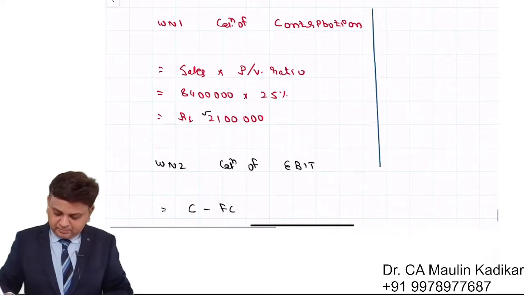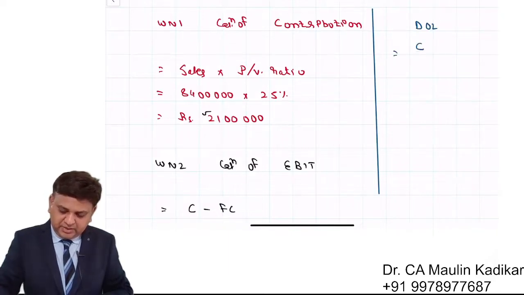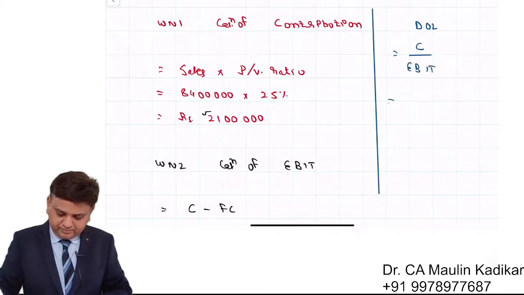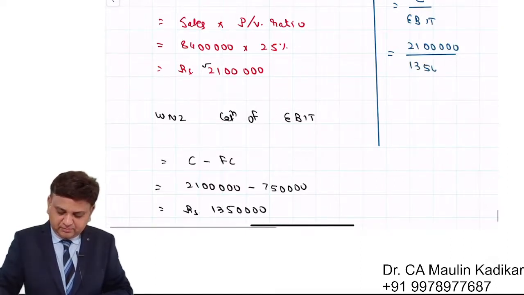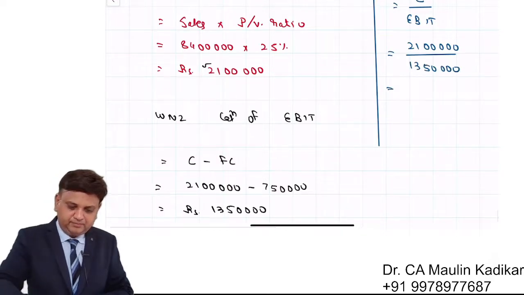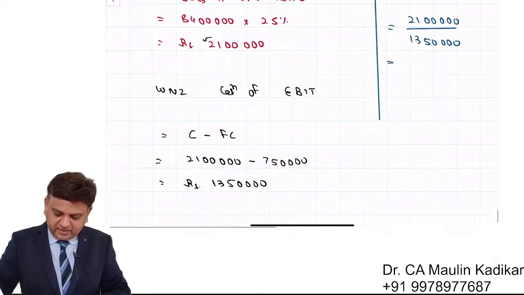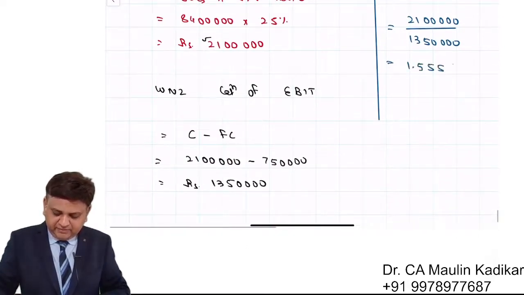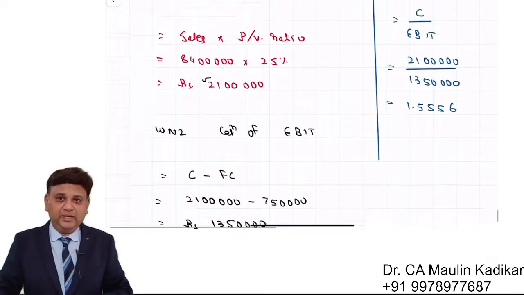Degree of operating leverage is contribution upon EBIT. Contribution is 21 lakhs divided by EBIT, which is 13,50,000. So the final answer is 1.55555, like that. So 1.5556. That is the way I make the calculation of the first answer, that is DOL.